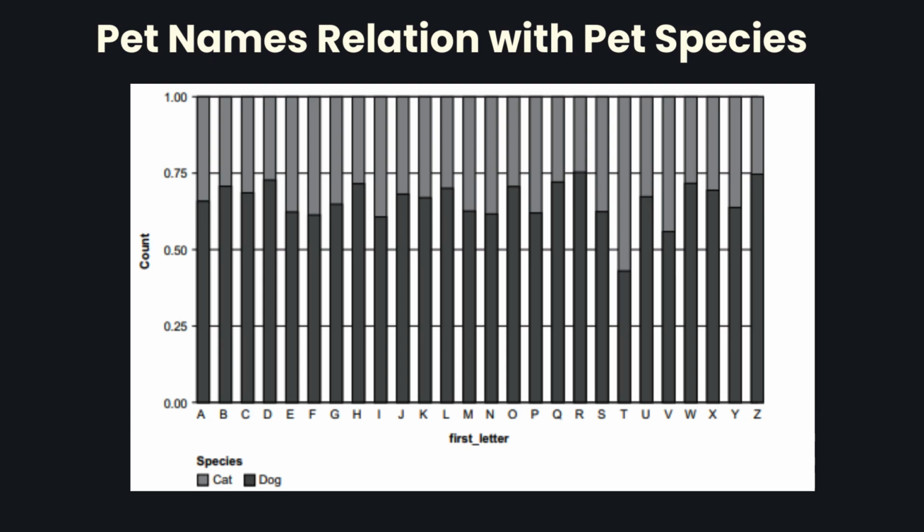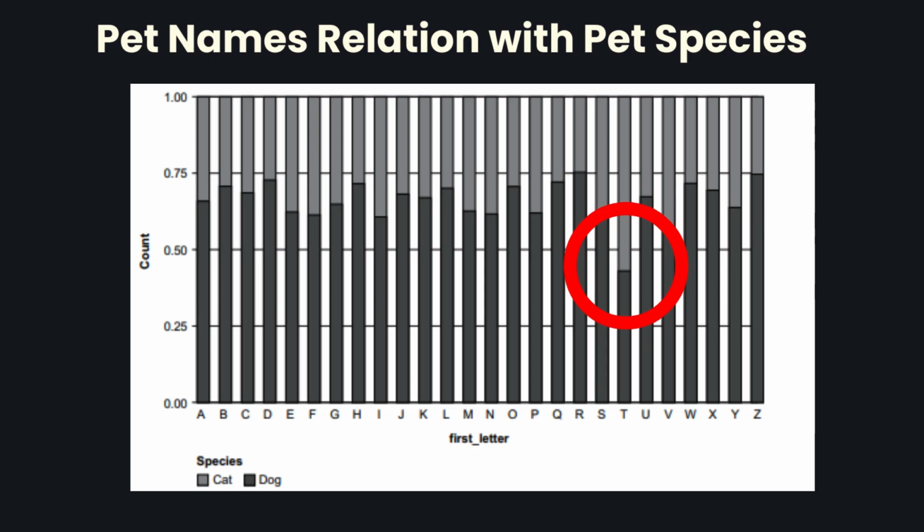A data scientist wants to understand whether the letter a pet name starts with relates to the species of the pet, cat or dog. The data scientist loads up the data and makes this visualization, showing for each letter the split of cats and dogs whose names start with that letter. If you look closely, you'll notice that the T-bar has a much higher number of cats than dogs, a meaningful finding for the data scientist.